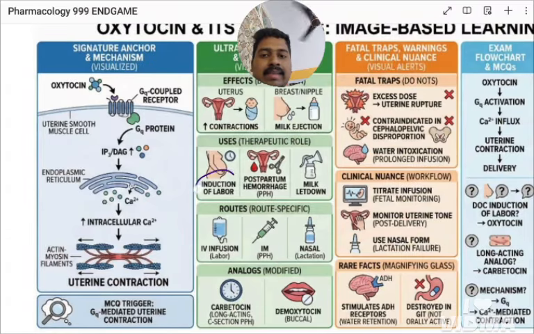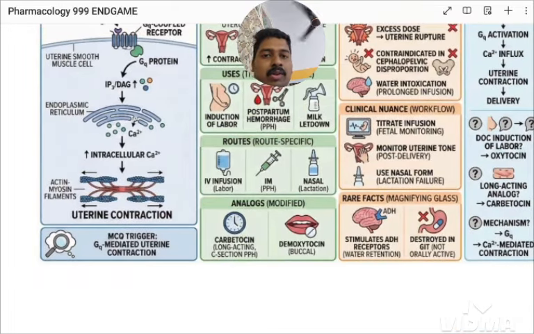Next, what are the uses? One is induction of labor, second is postpartum hemorrhage, and third is milk letdown. Okay, all these three are uses of oxytocin. So oxytocin we can give via the IV route, where we use it in labor, and second is the IM route, and third is via the nasal route also for lactation promotion.